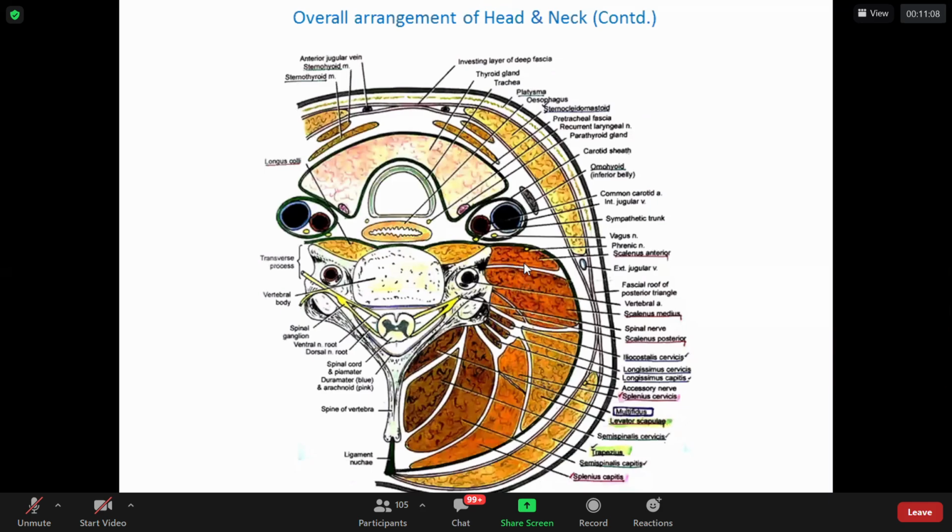So again, what are we going to tell, that the first group of muscle on the back is the splenius group, is the most... Yes, please. No, class. Why? Splenius.